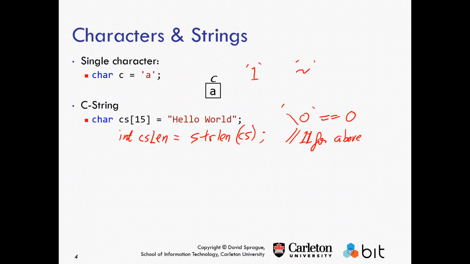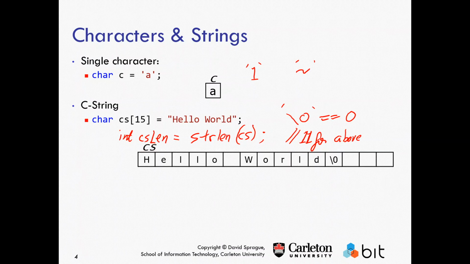So by the way, this is what a character string looks like. Notice the 0 at the end. It's a bunch of characters, one after the other, stored in an array. That's it. Notice it might be length 15. There are 15 spaces here, but the length of it is 11, because I will count up to here, see the 0 and stop.